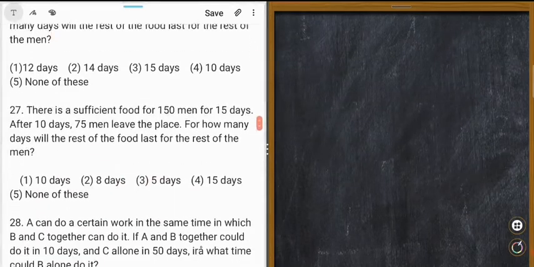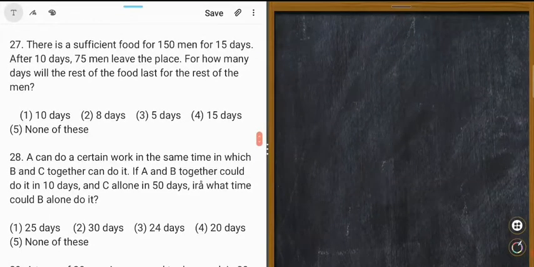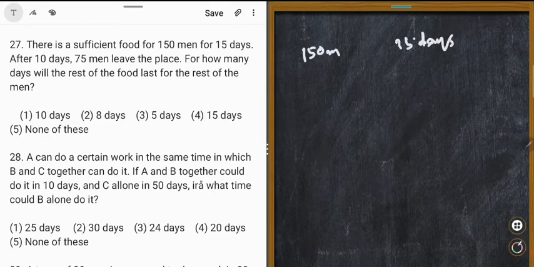Now let's move to question number 27. Same thing. There is sufficient food for 150 men for 15 days. How many men? 150 men, 15 days. After 10 days they consumed 10 days of food. That means the remainder is 5 days of food.